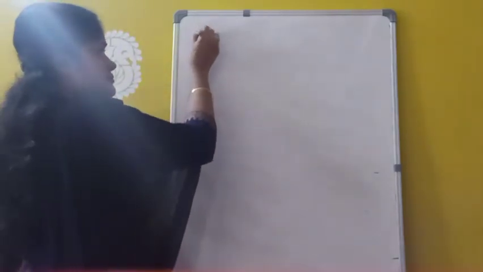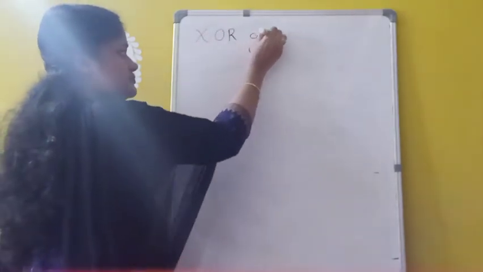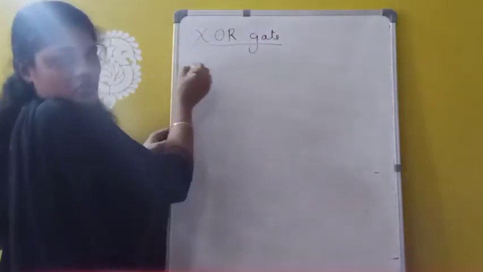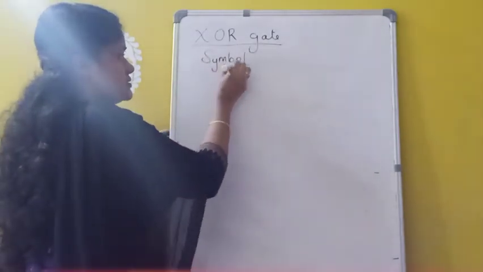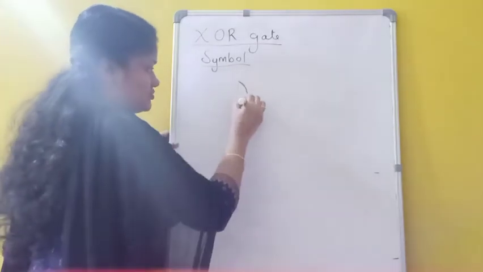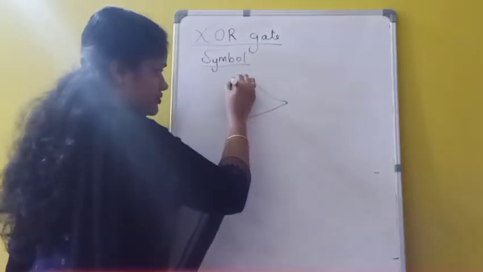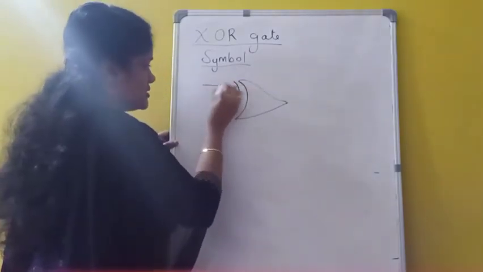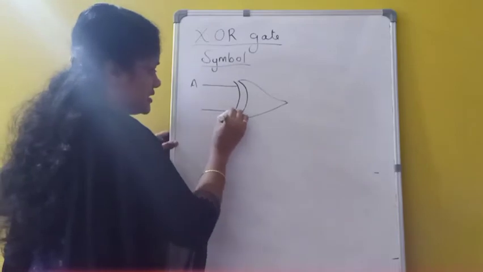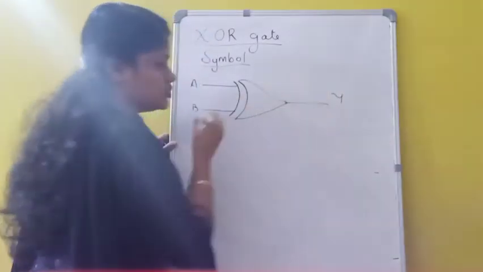XOR gate. That is not so important, but anyway you should know what the XOR gate is. So first of all I am drawing the symbol for the XOR gate. Actually first you draw the OR gate like this. Then before that one more curve like this. So this is one input A. Another input B. This is the output Y.